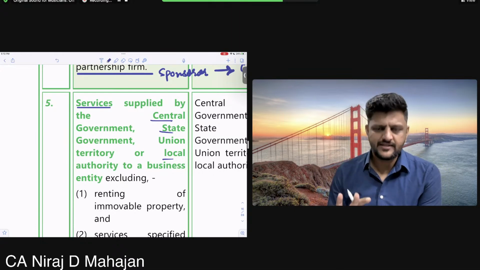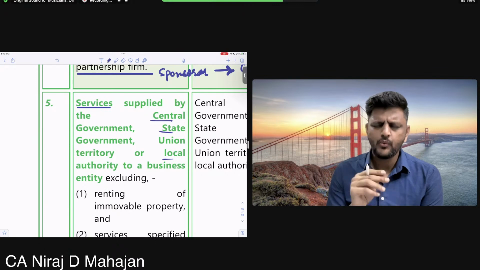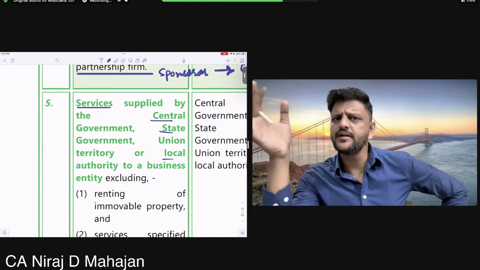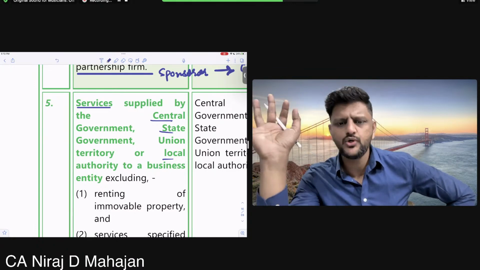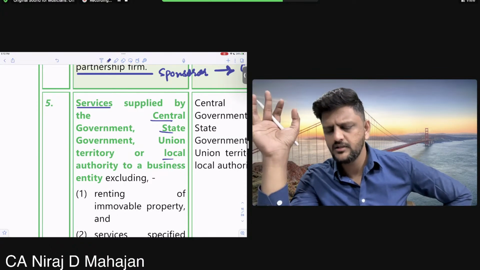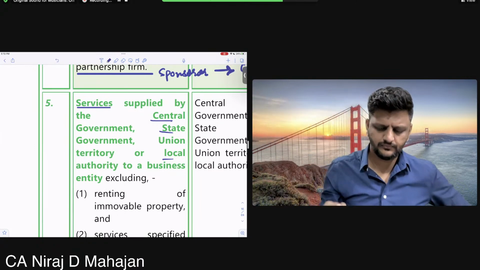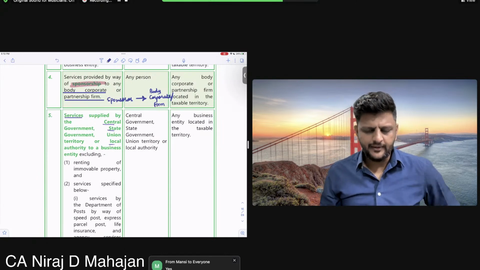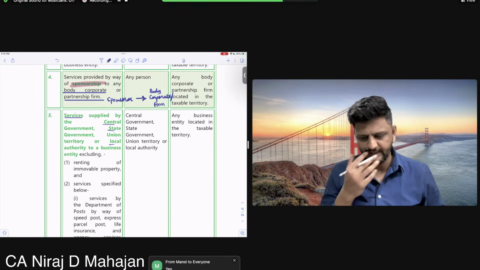So for the majority of the cases, okay, whenever the services are provided to a business entity, the business entity will charge RCM as well as pay the tax on the same. They will do all the compliance. They means who? The business entities. Clear till here, all of you? Yes? Fine? Check. So services supplied by CG, SG, UT, or local authority to a business entity. Okay?